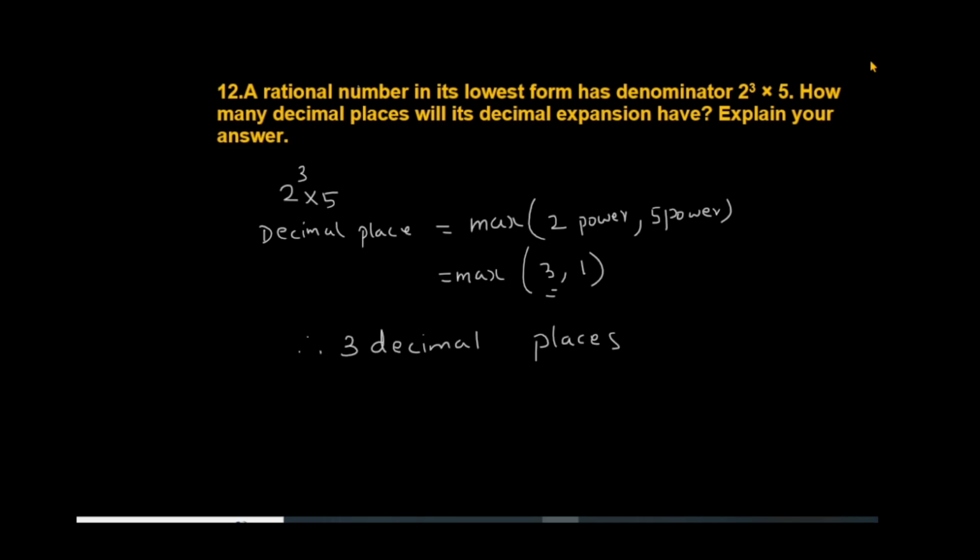Okay, so for decimal places, you need not multiply and find, just see the powers. Whichever is the maximum of the 2 power and 5 power, that many decimals we can get.